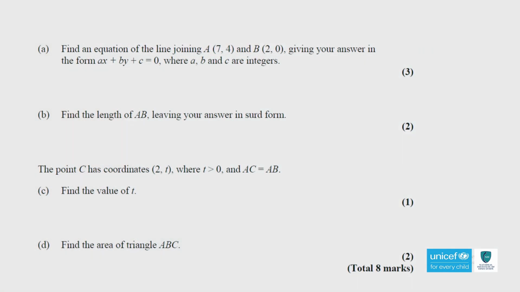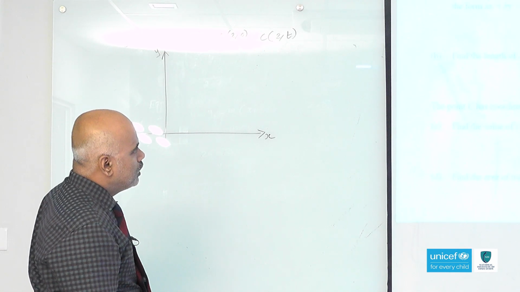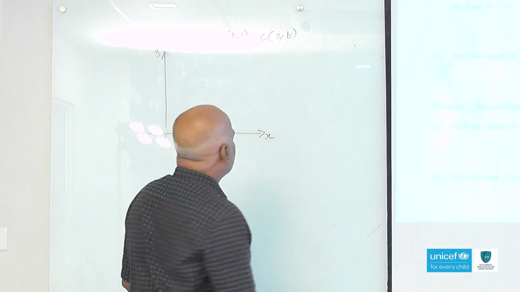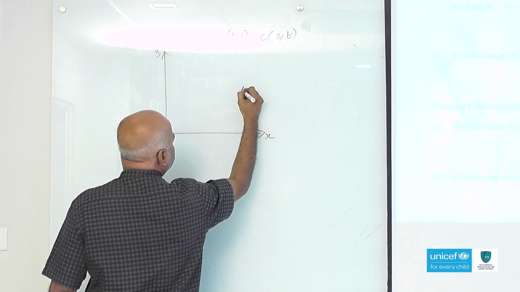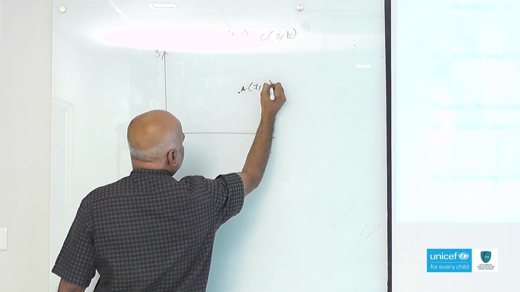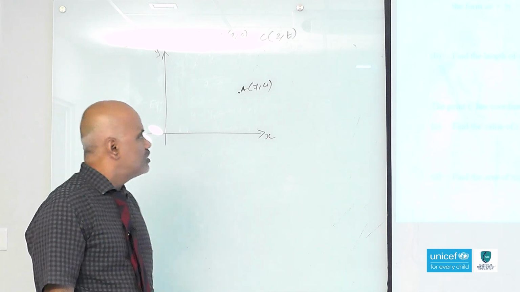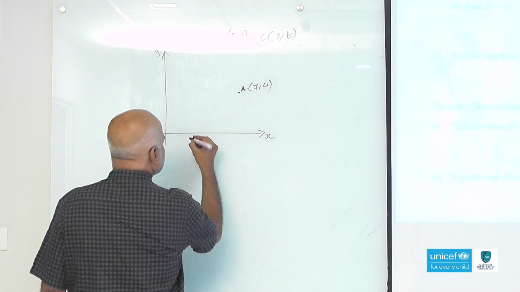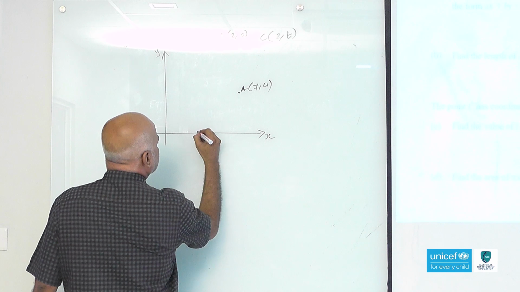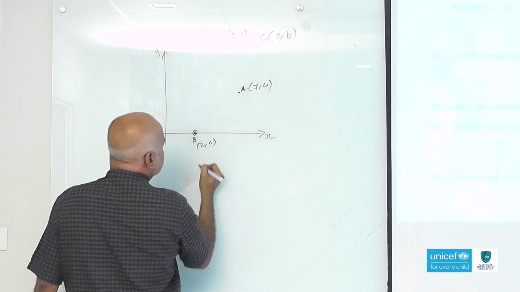So let us try to draw the x-axis, y-axis. This is the x-axis, y-axis, and then what? A is 7 comma 4, that is noted here. Let us take A as 7 comma 4 here, and B is 2 comma 0. The significance of the point B being 2 comma 0 is that it is on the x-axis. So let us take the x-axis point like here, B, which is 2 comma 0.